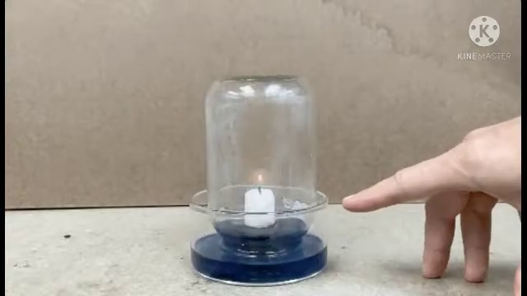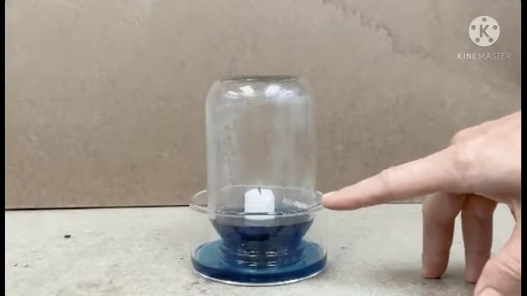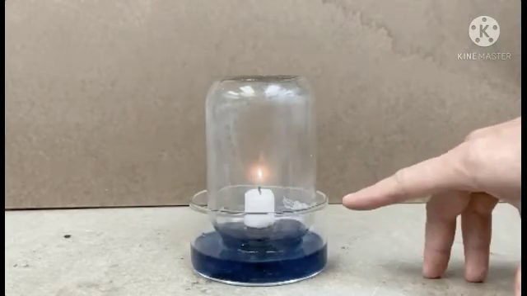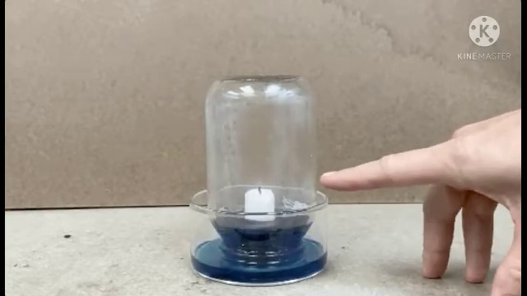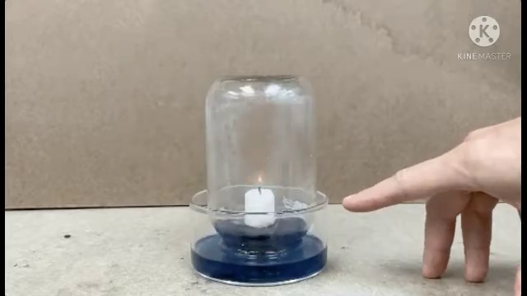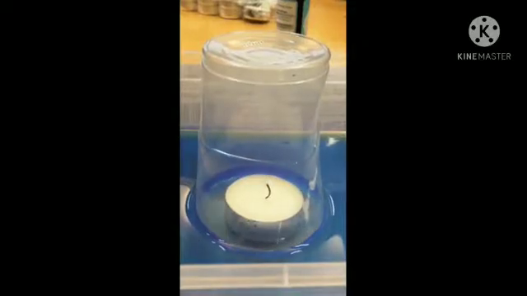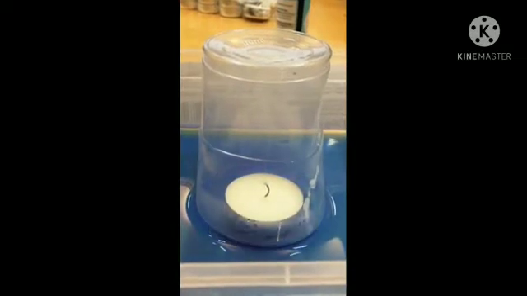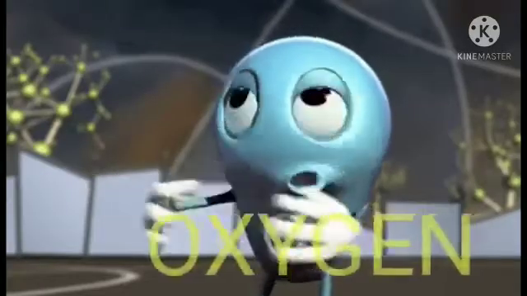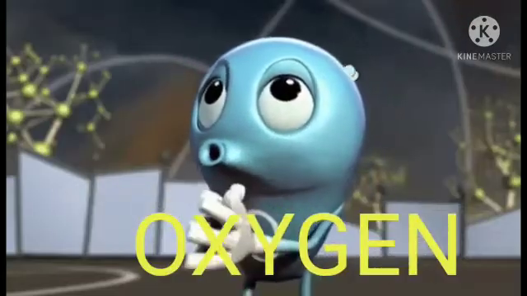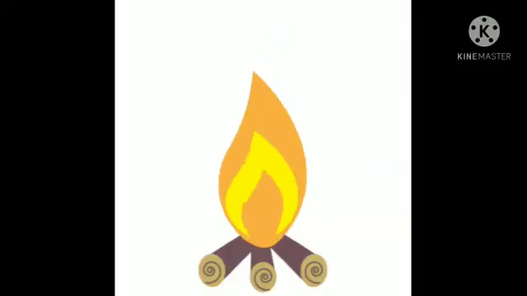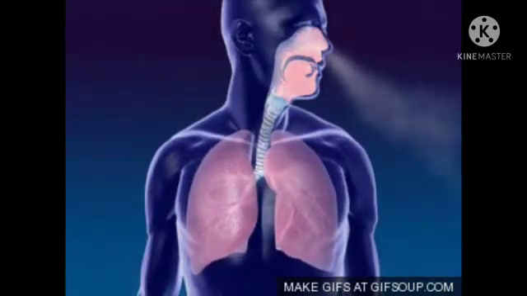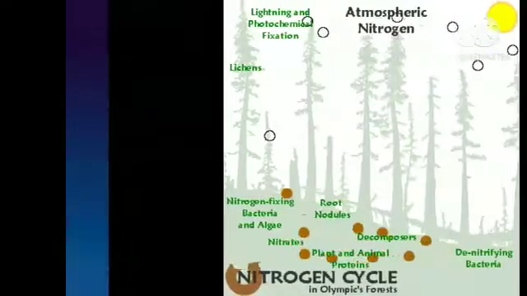Make an arrangement as shown in the figure and watch the burning candle and also the water level. Burning can occur only in the presence of oxygen, and in the absence of oxygen, the candle blows out and the water level rises up. So, like this, oxygen supports burning and also helps living organisms to breathe.